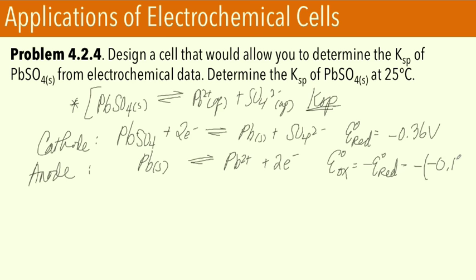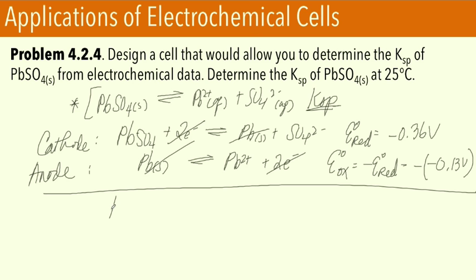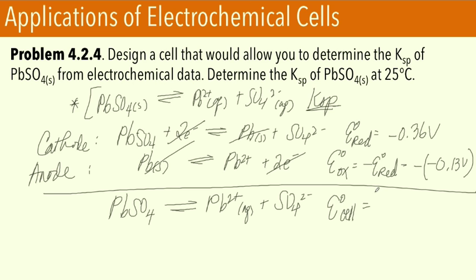If we check out these reactions and add them together, we see here that our net cell reaction is going to be our desired reaction: lead sulfate forming lead 2+ ions plus our sulfate ions. The cell potential for this is going to be equal to negative 0.36 plus 0.13, so that is negative 0.23 volts. This cell is going to have a corresponding K. We can see here that this net reaction is the same as the solubility product reaction. So the equilibrium constant for the cell reaction is going to be equivalent to our Ksp.